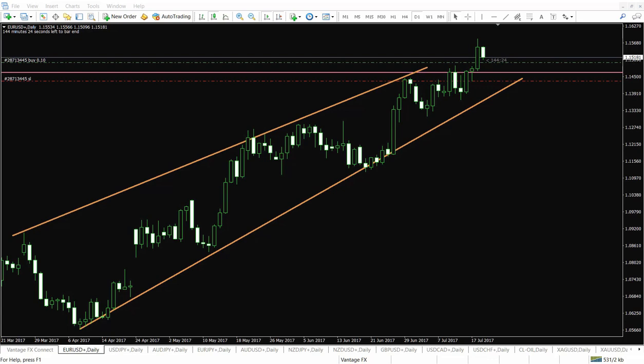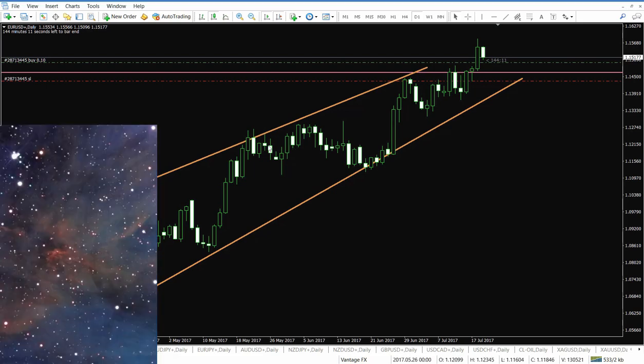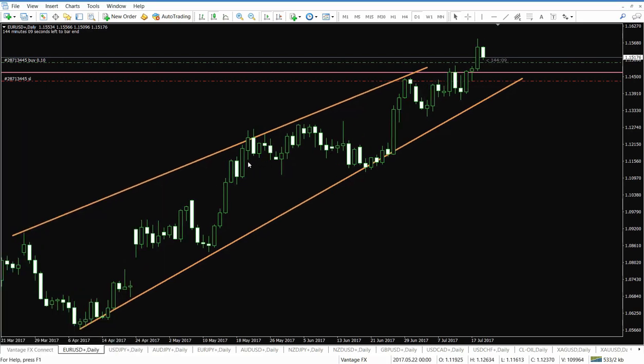Now it is 20th of July, 4:30 a.m. in Australia. It's 19th of July, 2:30 p.m. in New York and 6:30 p.m. in London. So the London market is closed, and the New York market is about to close. So we can analyze these charts. Now the market is almost going to be flat.